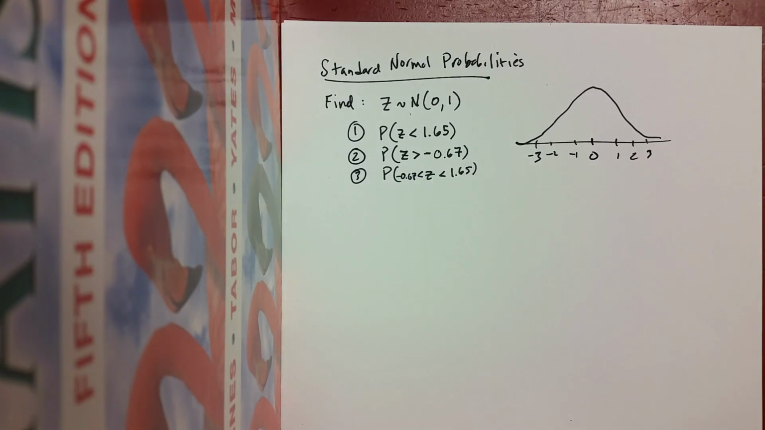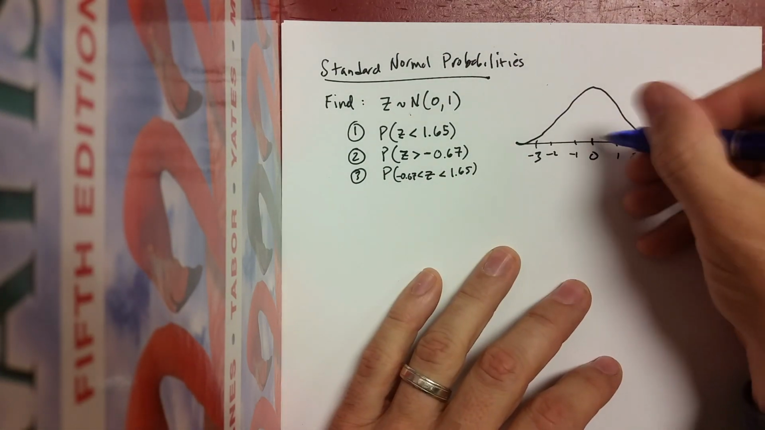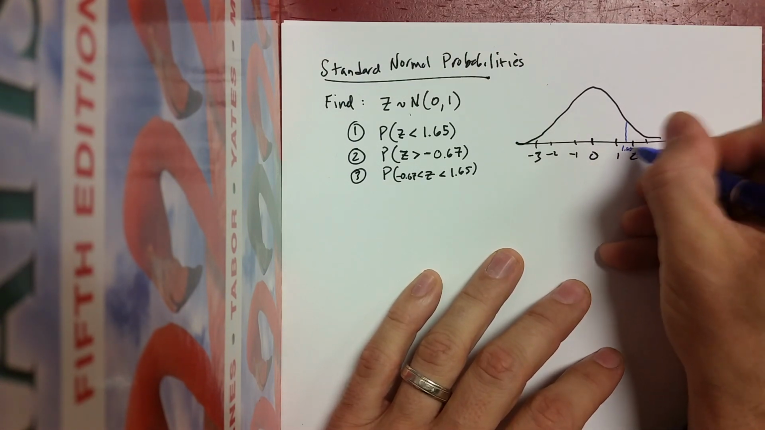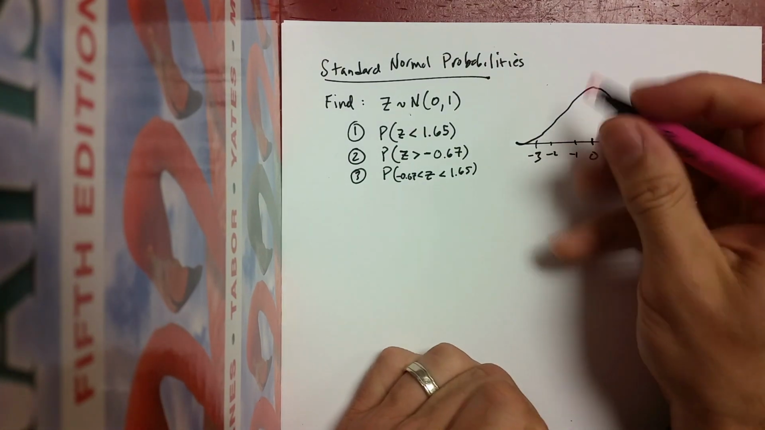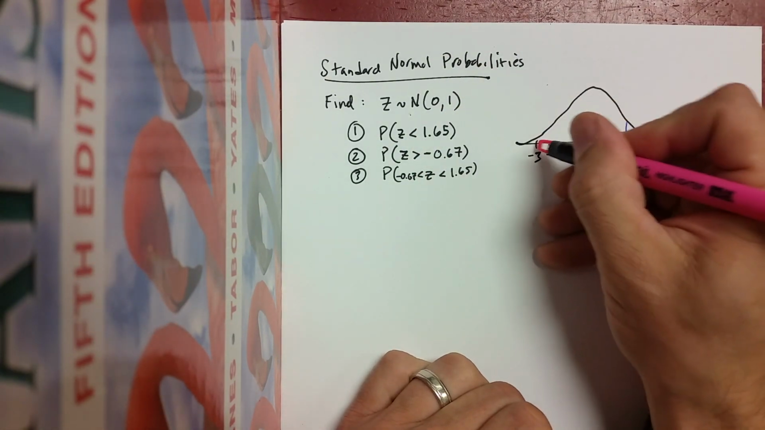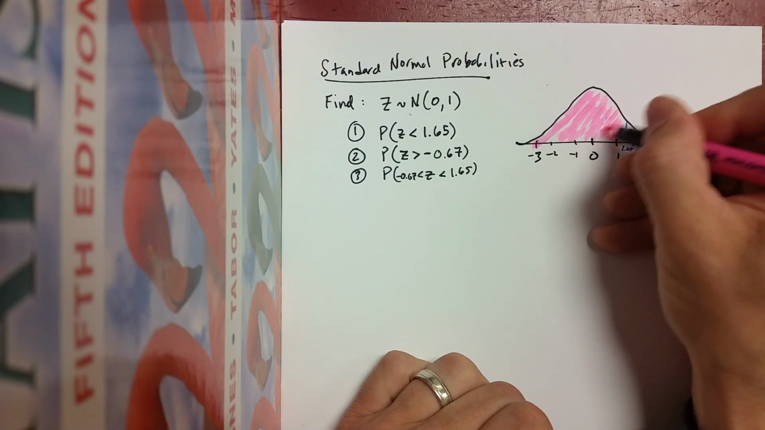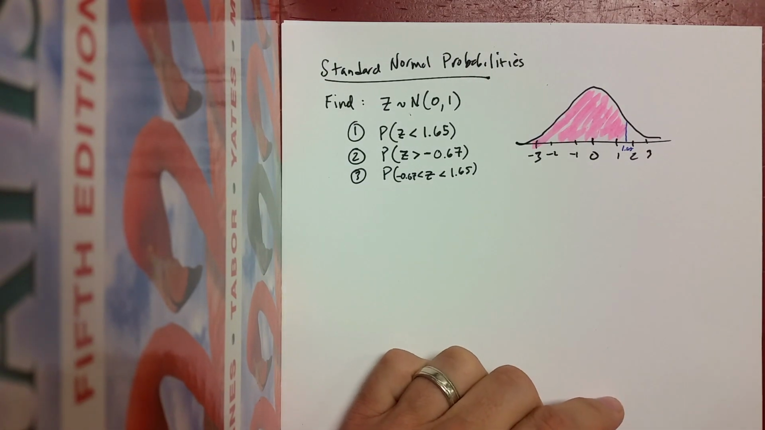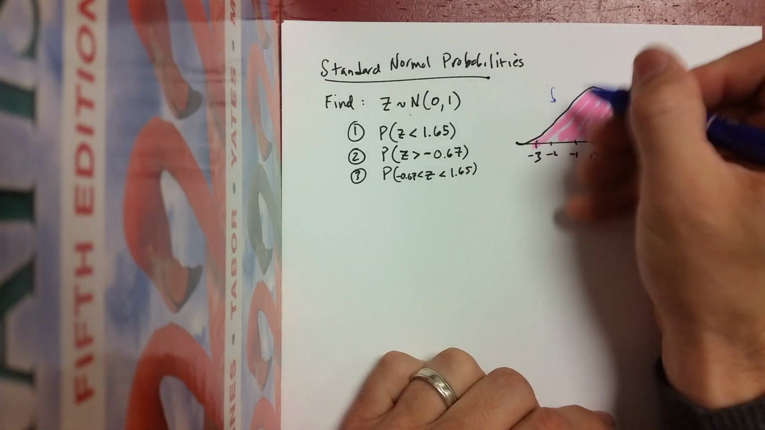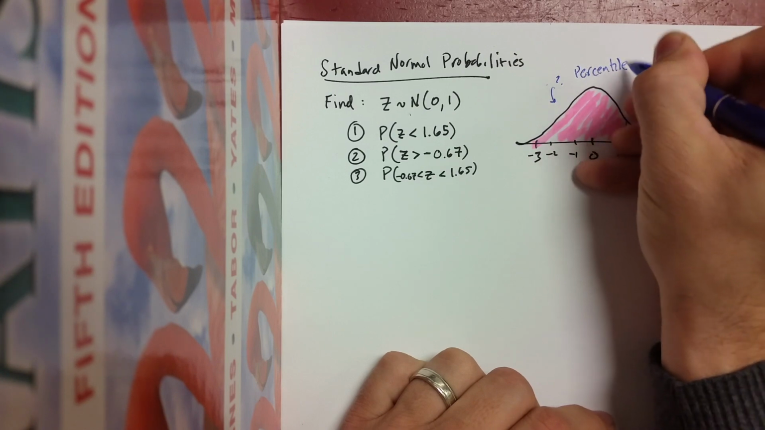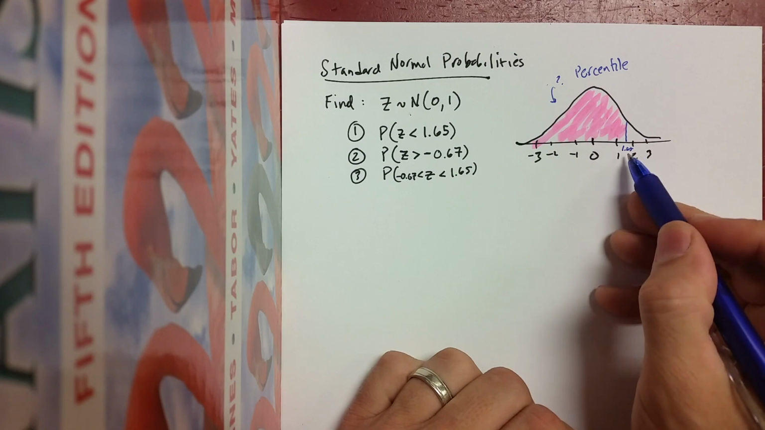If I was to start to do this, I would find 1.65 roughly on this normal curve and approximately mark its location. There's 1.65, and I'm going to shade everything to the left of it because it says less than. I'm using this pretty pink marker. Look how shaded and beautiful that is. So everything less than 1.65. Because it's a less than percentage, this is a percentile. It's the percent of the z-scores that would be less than 1.65.